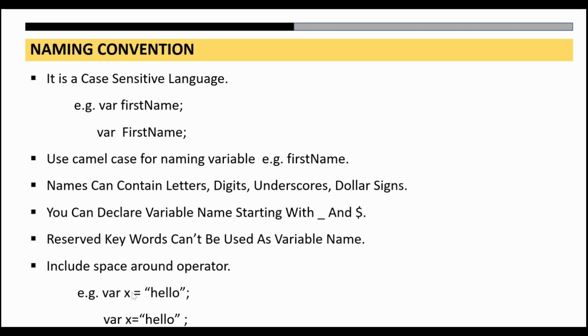So this is the naming convention, that is the rules. If you don't follow these rules, definitely it is not going to give you an error, but definitely it is going to cause some kind of problem in your logic. So that is very important that you should always follow this naming convention for naming your variables.